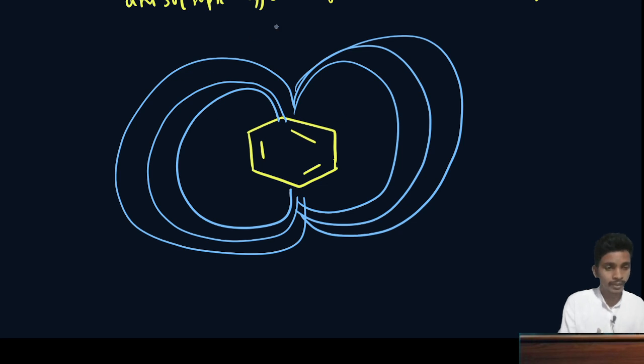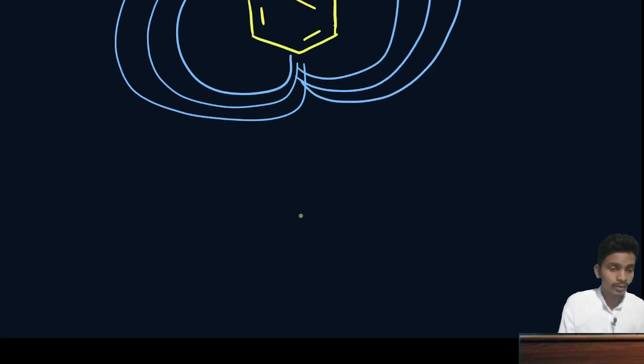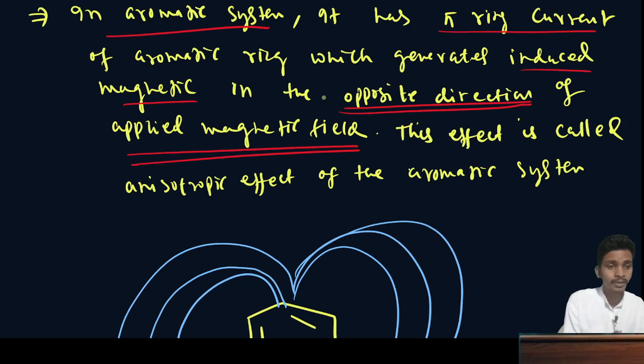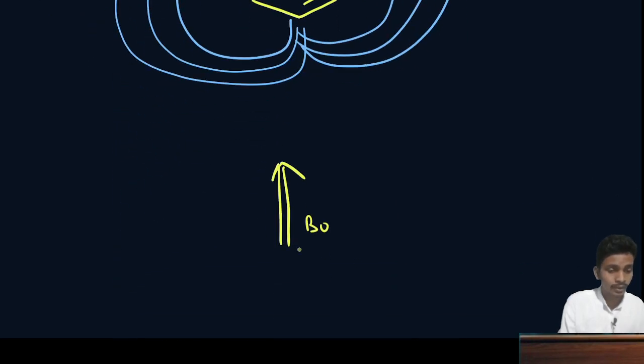Okay, it produces a magnetic field due to the pi ring currents, and now here we are giving applied magnetic fields. We are applying them in these directions. Now what we see is that in aromatic systems, this ring current of the aromatic ring will generate an induced magnetic field in the opposite direction of the applied magnetic field.